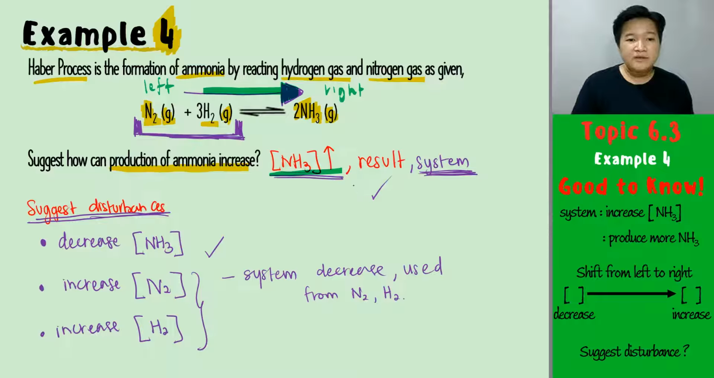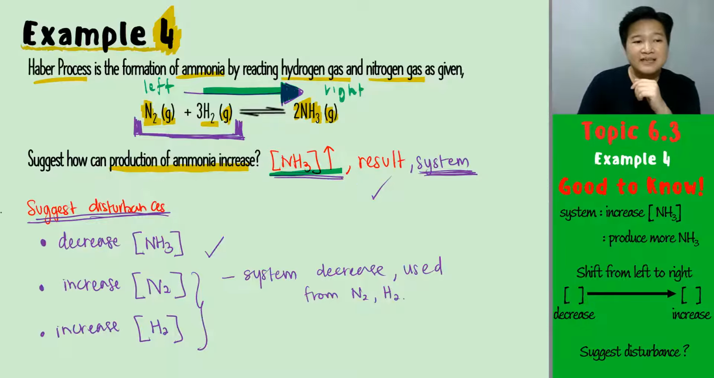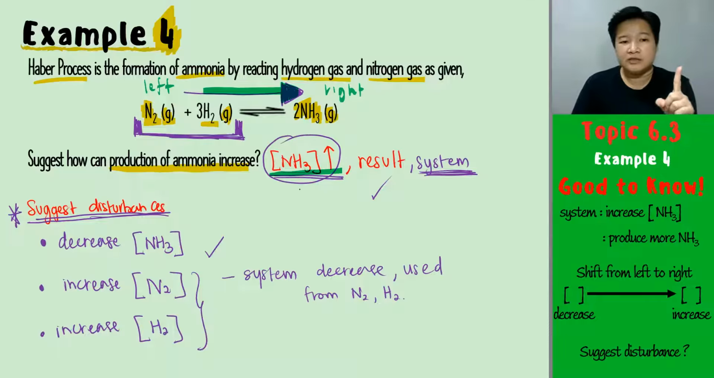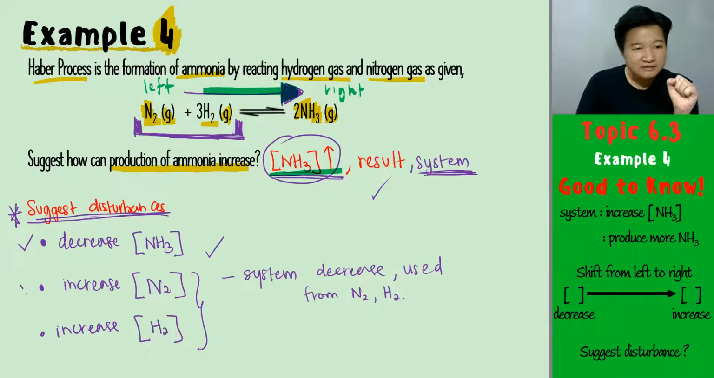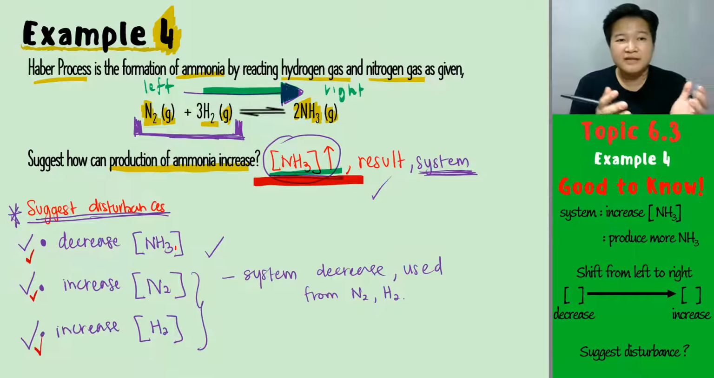Can you see that? So another type of question over here, the question is not giving you the disturbance, but in fact, the question is asking for the disturbance, alright? And your disturbance must result to one thing, the concentration of ammonia increase. So every single disturbance that you suggest over here must result to the concentration of ammonia increase. Okay? Then your disturbance that you suggest is correct. Okay? And that's it about your system and the disturbance.